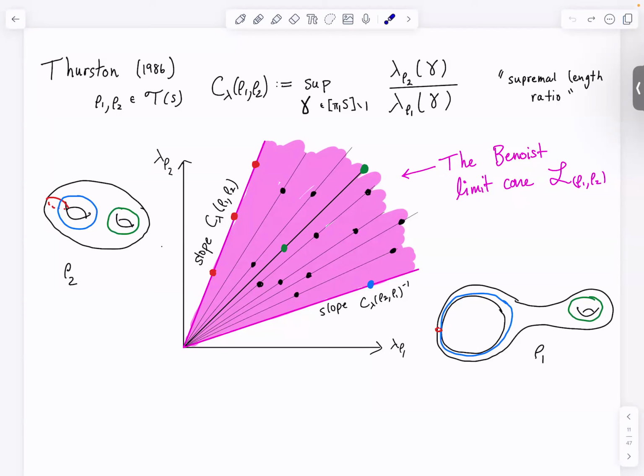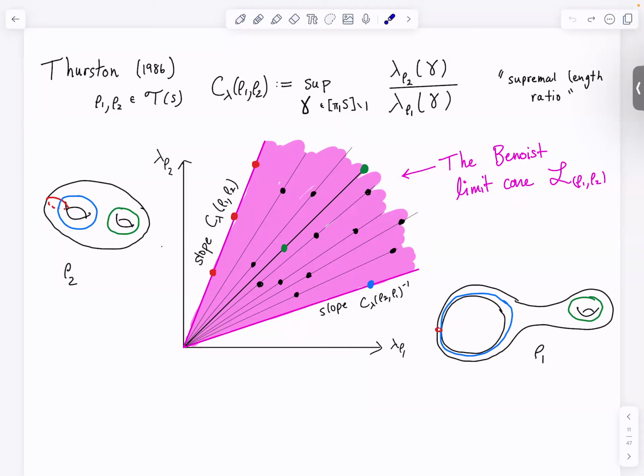Yes, the top boundary of this cone. That's a great question. If I just take the set of rays through all of these points, in fact, if I take the closure of that set of rays, it will be a convex cone. So in the limit, you will hit every direction in this cone.